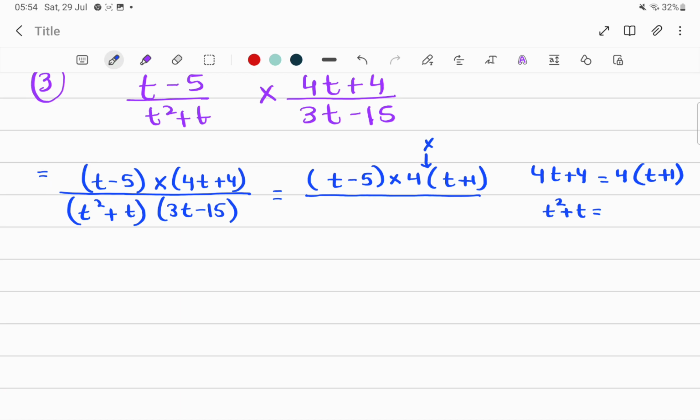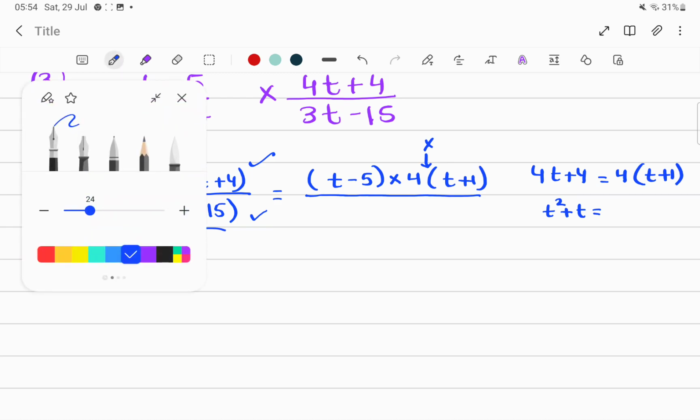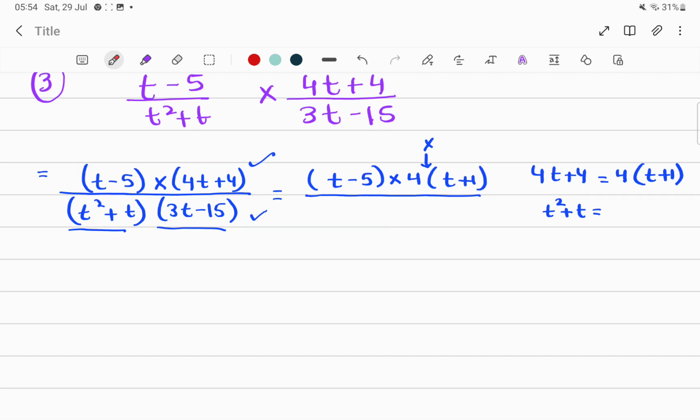The basic thing is, when you write them as a single numerator and denominator, after that you have to see each expression. If you can factorize it, always do the factorization. That is the only way to simplify it. So t square plus t, I can write as t times t plus 1.